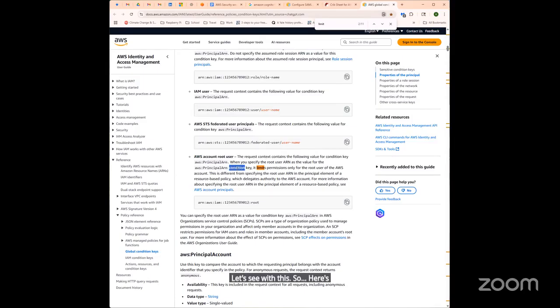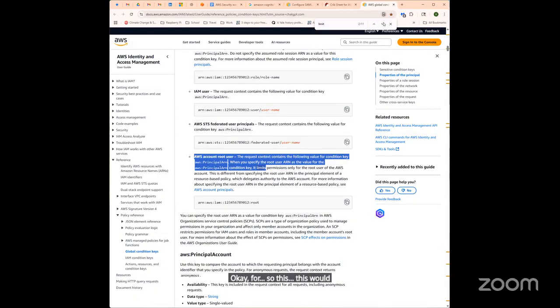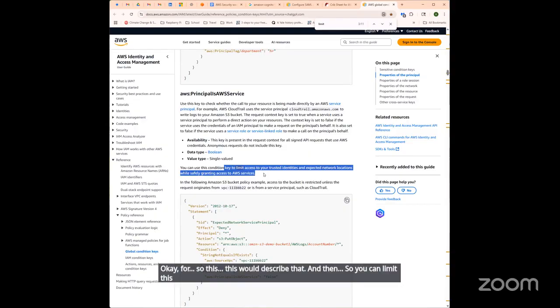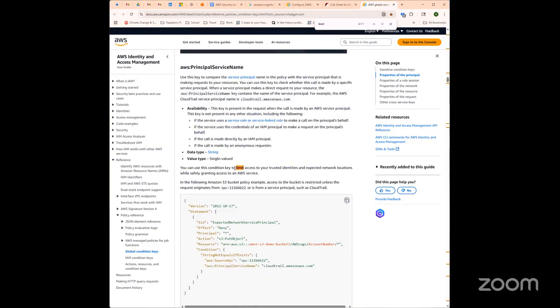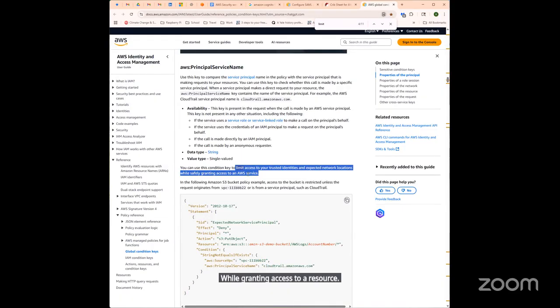Here's one where you can have a principal ARN, so you can limit the permissions only for the root user. Okay, so this would describe that. And then, so you can limit this to trusted identities. Okay, so you can limit access to your trusted identities and expected network locations while granting access to a resource or to a service. So that's much closer. Okay, and then let's see what else.